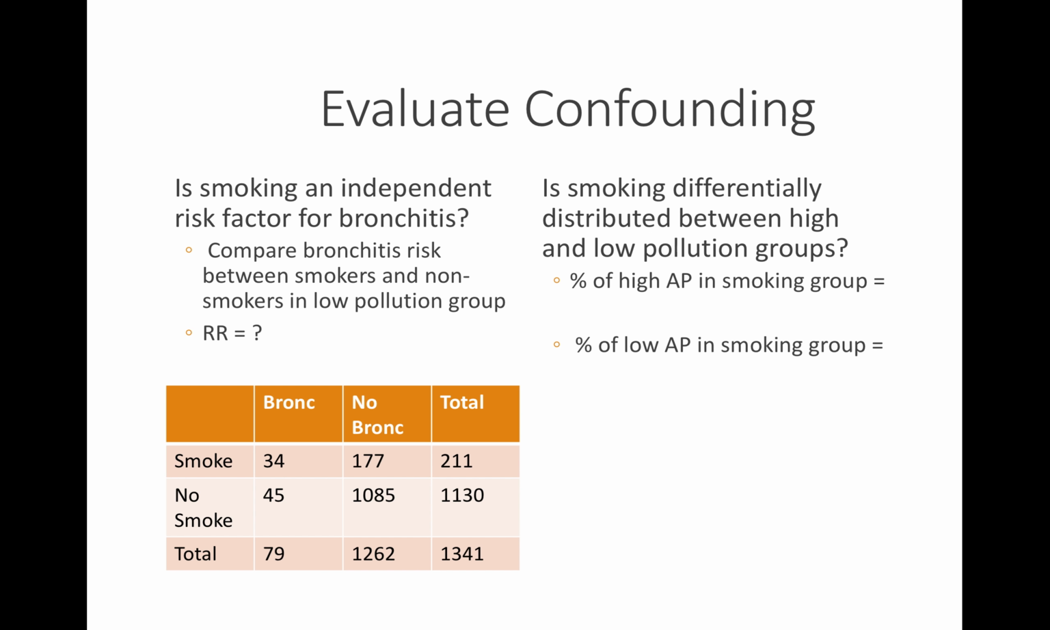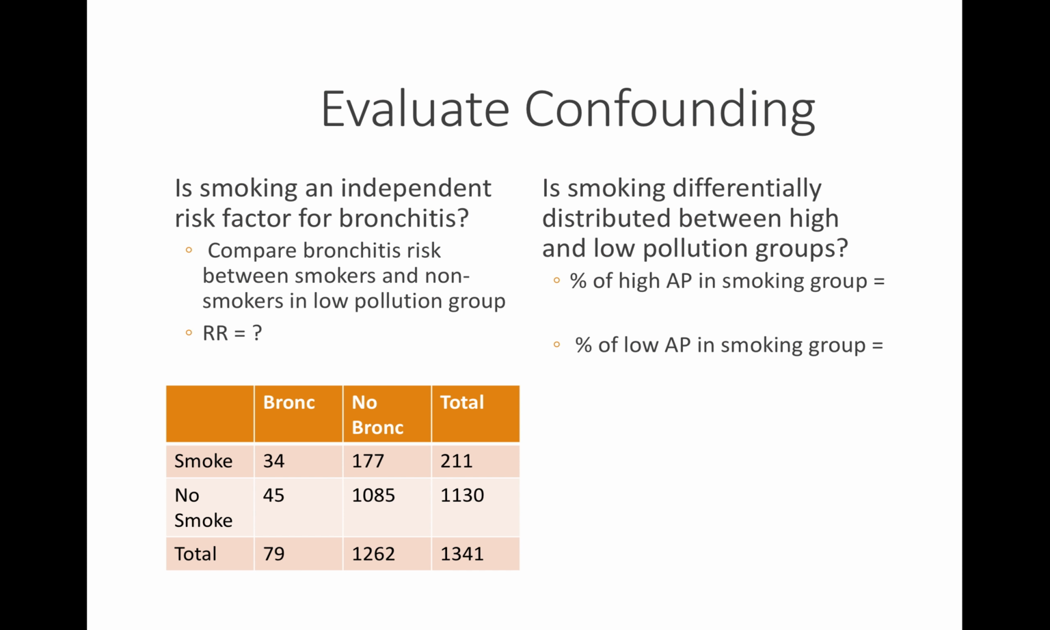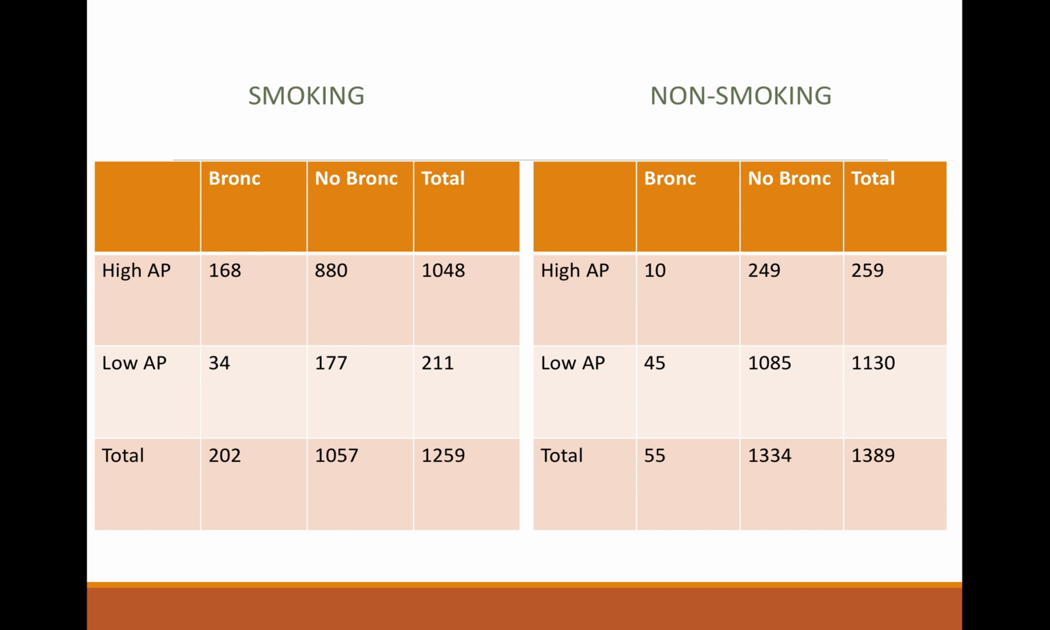So to evaluate confounding, first, is smoking an independent risk factor for bronchitis? The way we do that is we compare the bronchitis risk between smokers and non-smokers in our non-exposed group, the low air pollution group. Calculating a relative risk for that, I went ahead and put the table down here. I set up a 2x2 table.